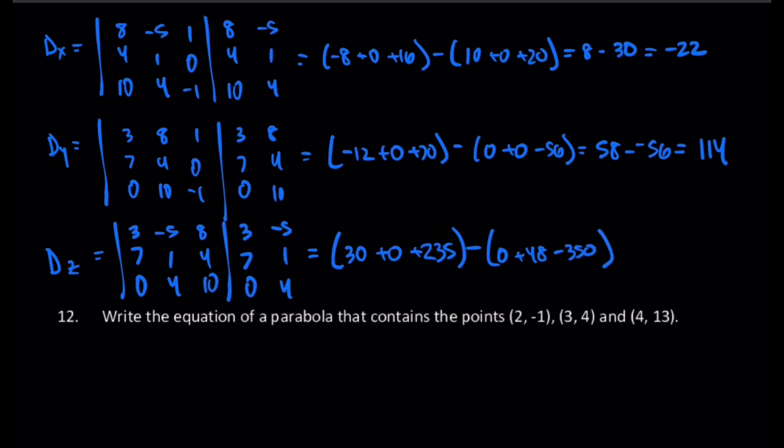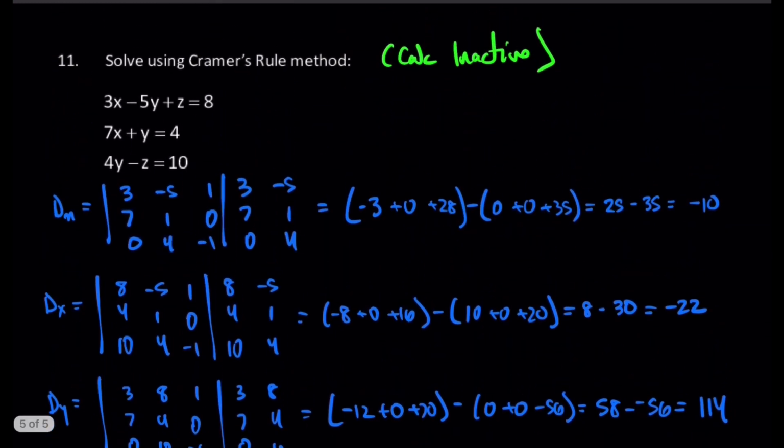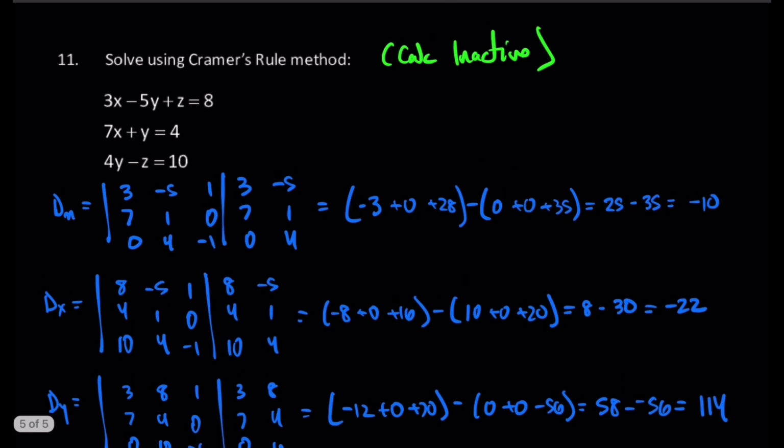So this is where I'm not going to take a lot of time. I just know, looking at my answer key, that this is 556. So now, I've taken up all my room, but I need to get x, y, and z. So remember, x equals dx over dm. So dx is negative 22, dm is negative 10, and if this is calc inactive, you can have fractional answers. That's what's kind of nice about Cramer's rule.